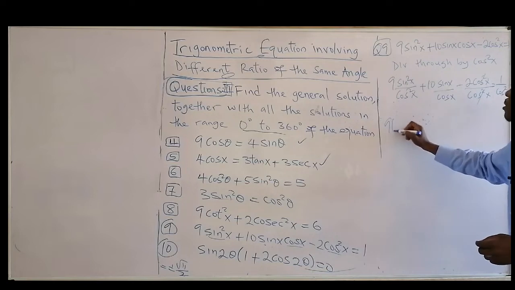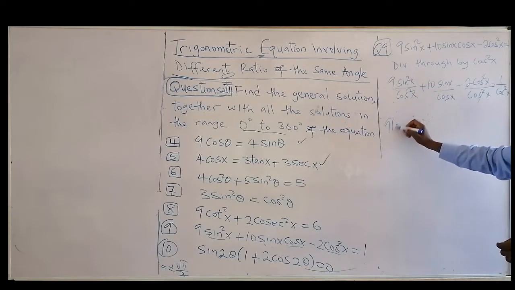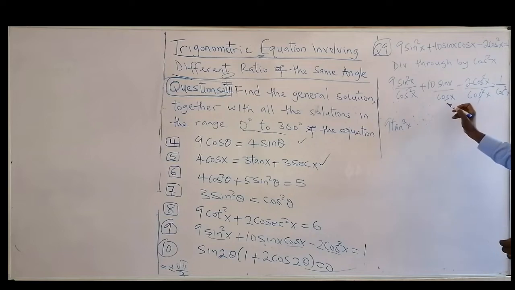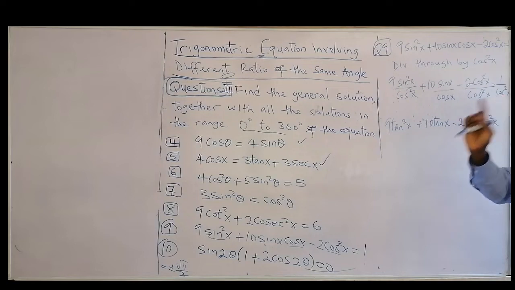So this will be 9 sine square over cos square. That will be tan square x, and this sine over cos will be 10 tan x. Minus 2, and 1 over cos square x, that is what? That's sec square x. So if you check what we are trying to do now, we can see we are tending toward one single trig ratio. So the only thing that remains now is for us to transform this one in form of a tangent.